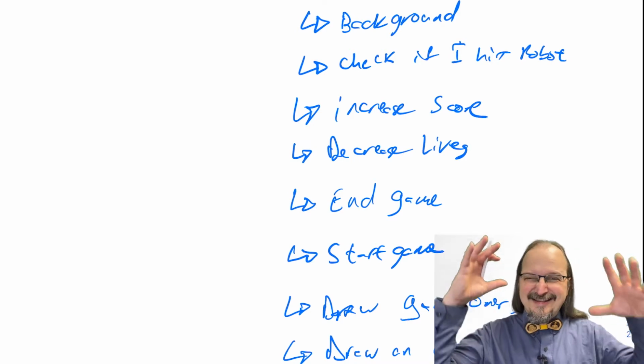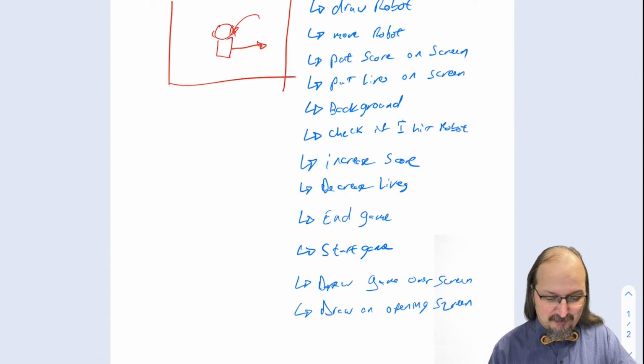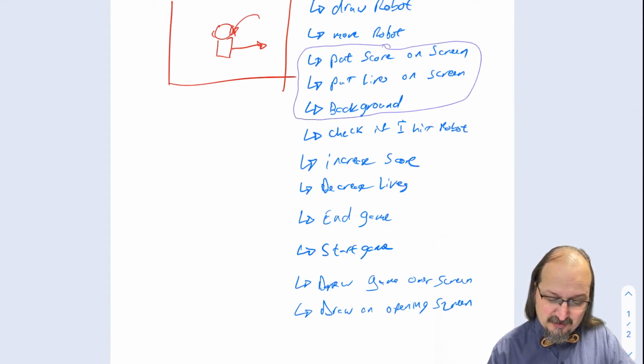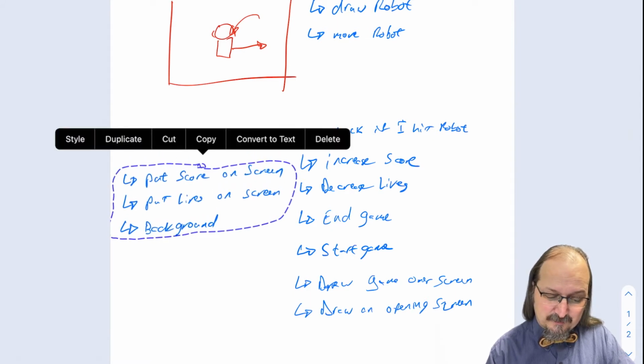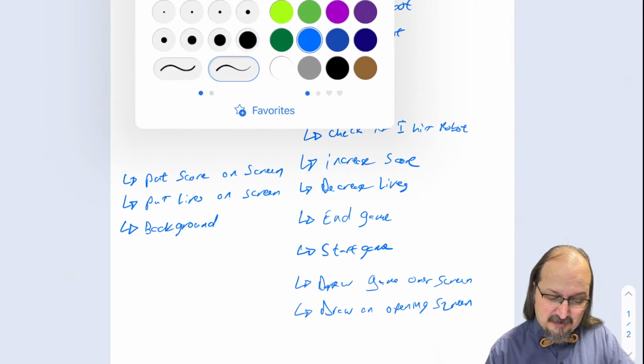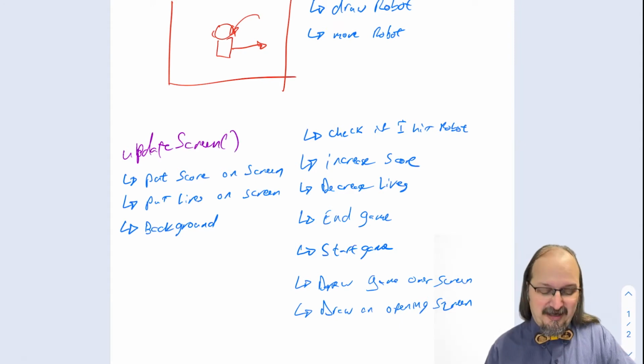All right, now once we've got this big list of tasks, the next thing we're going to do is think about how some of these are related to each other. I might be able to go together with each other, right? So like for example, when we did our draw robot, we grouped these three ideas right here. And we put them in a function called update screen, right? So those three ideas got put together in a function.